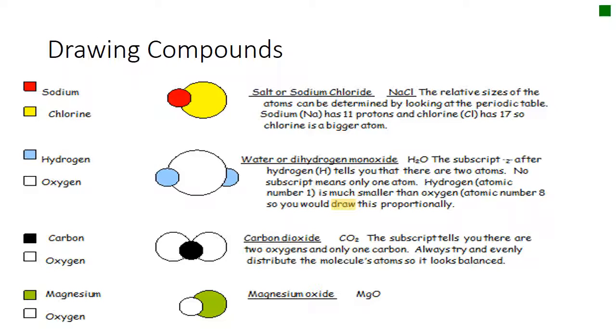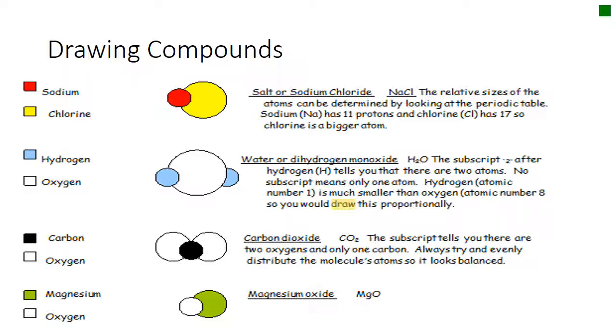The first thing you have to do is use a formula to tell you the type and the number of atoms. The periodic table will tell you the relative sizes of the atoms. All you need to do is look at the atomic number. The smaller the atomic number, the smaller the atom. You have to take that into account when you're drawing it, and all you need to do is balance the atoms when drawing the molecule.